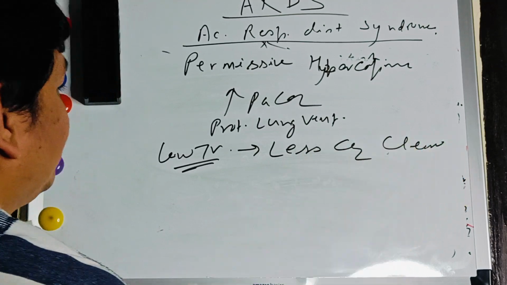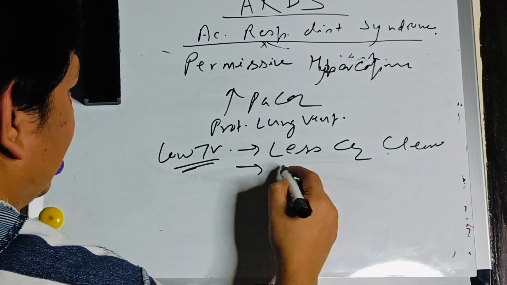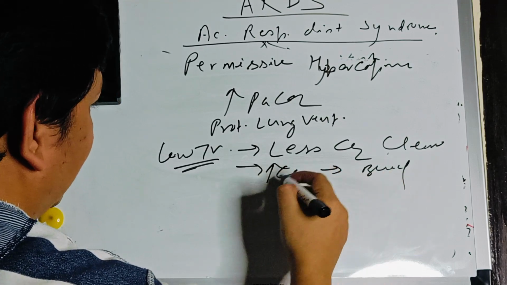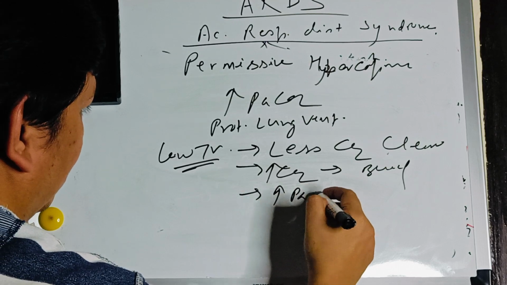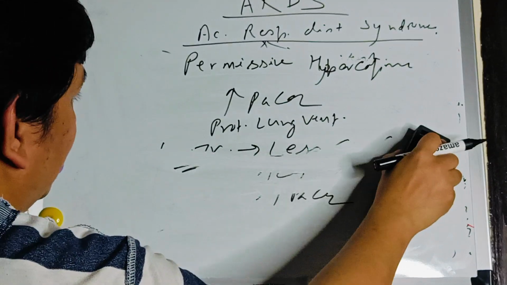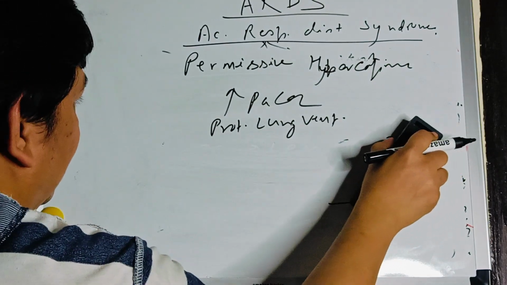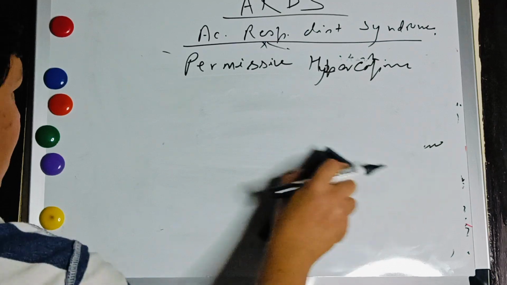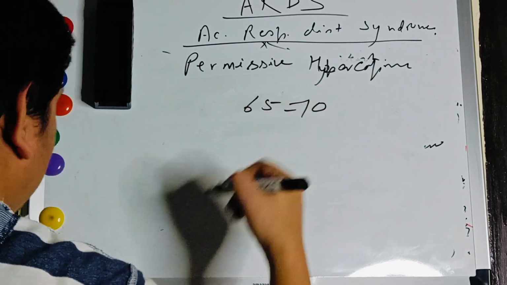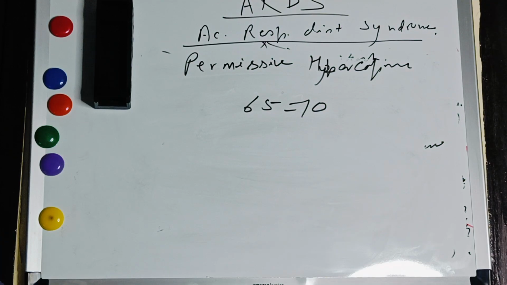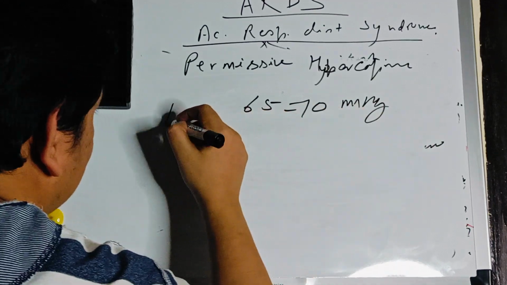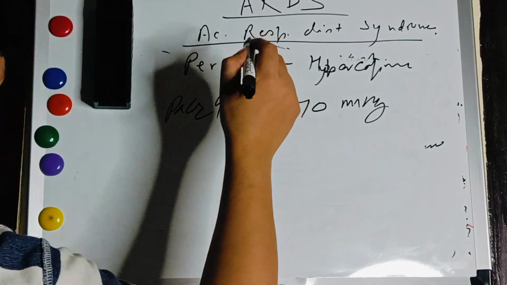CO2 from the alveoli, which will lead to accumulation of CO2 in the blood, and this will lead to a rise in PaCO2. We will allow this rise in PaCO2 up to a certain extent where there is no harm. So up to 65 to 70 mmHg PaCO2 is allowed to rise.